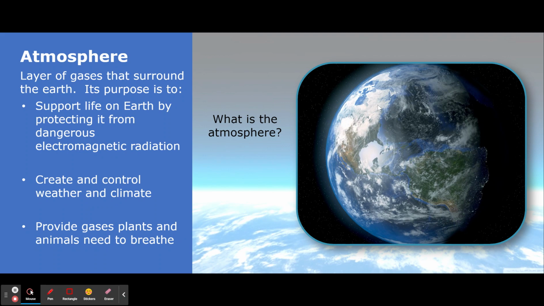Here we go. So, atmosphere. It is the layer of gases that surround the Earth. Its purpose is to support life on Earth by protecting it from dangerous electromagnetic radiation. Creates and controls weather and climate and provides gases plants and animals need to breathe.